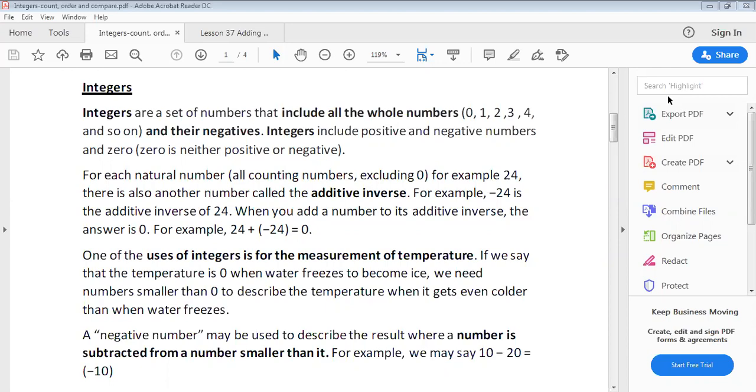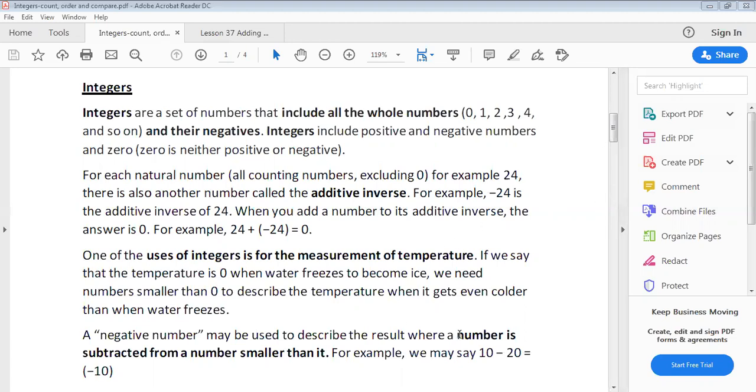Some of the uses of integers, we can look at the measurement of temperature, as was discussed in the video that you watched yesterday. If we say that the temperature is 0 when water freezes to become ice, so freezing point, we do need numbers that are smaller than 0 to describe the temperature when it gets even colder than when water freezes. So negative numbers. A temperature, for example, of negative 5 is smaller than and much colder than 0. Another example, a temperature of negative 20 is even smaller and more negative than negative 5.